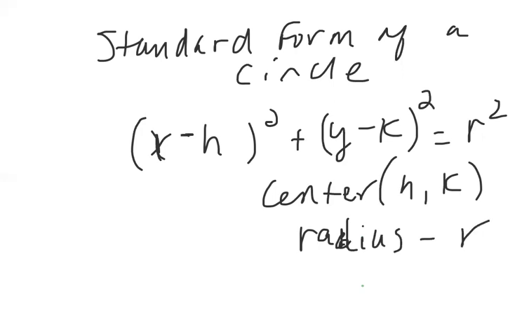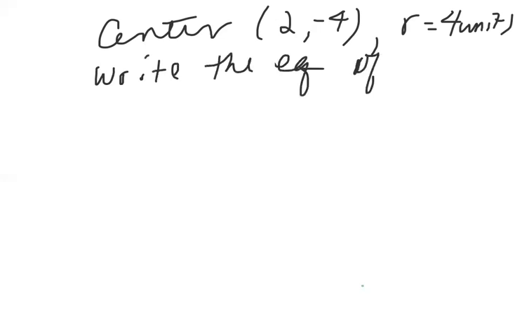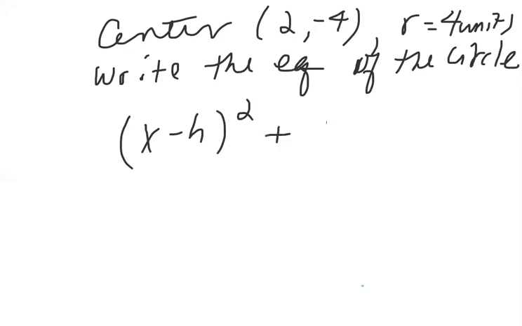So what in the world are we going to do with these? So here's a couple of things we're going to do, guys. Number one, you will be given a center, such as 2 comma negative 4, and the length of a radius. The radius is 4 units. And the question will come up, write the equation of the circle. So guys, for this one, all you do is go into your formula and substitute these values in.